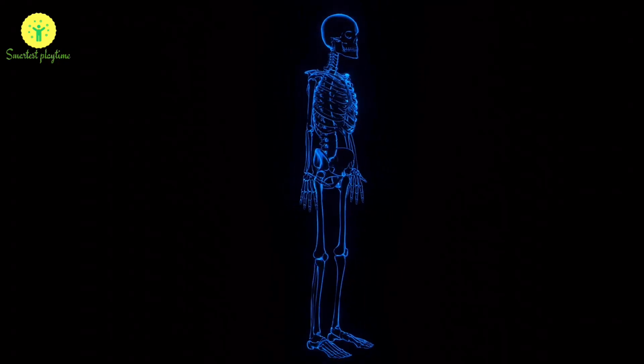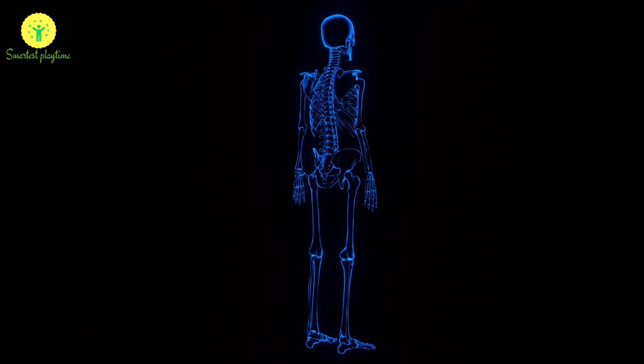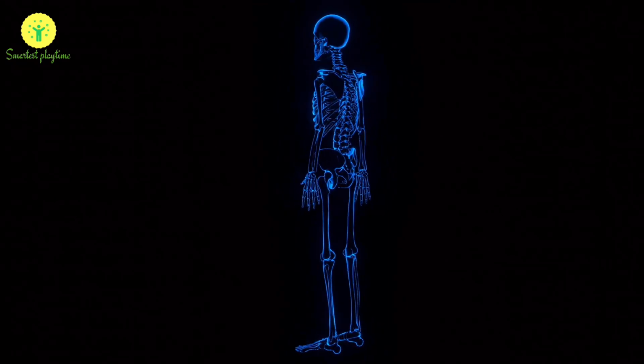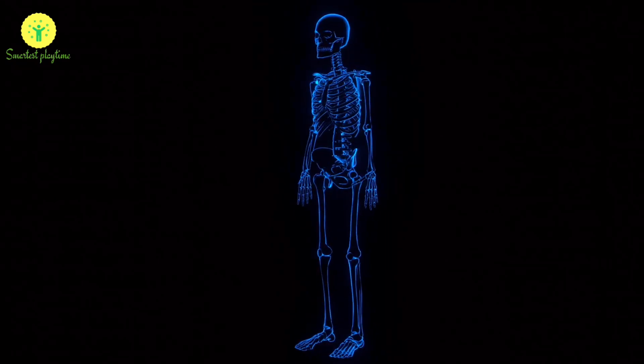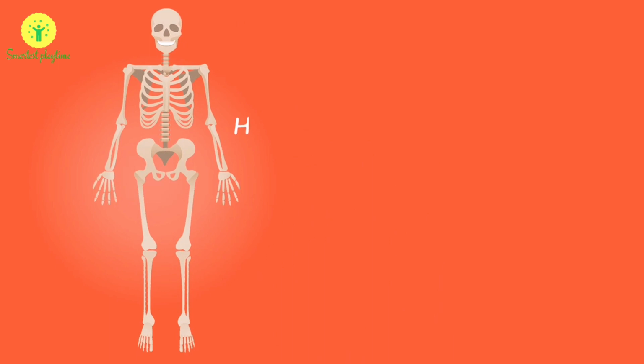As we all know, bones are hard and rigid and can't be bent. So the question is how these movements are even possible. A body consists of 206 bones. These are of different shapes and sizes.